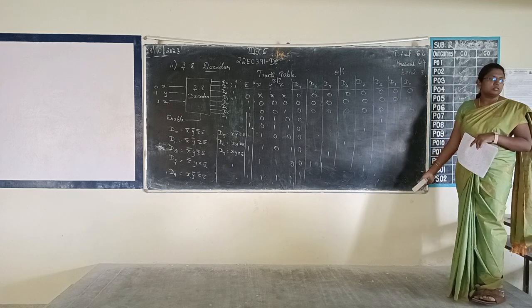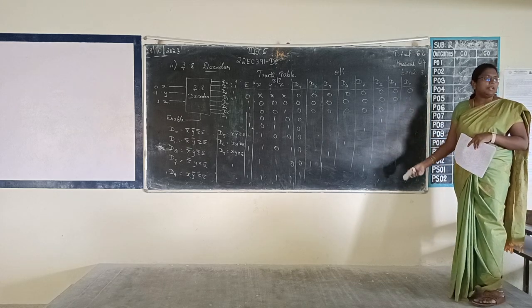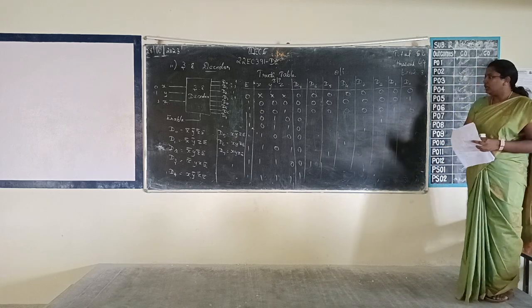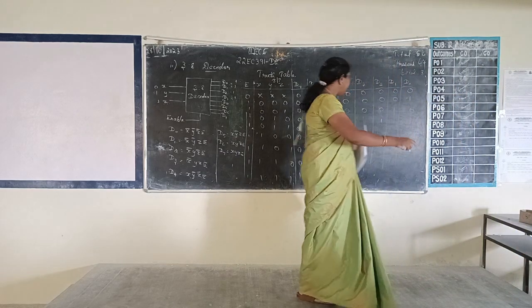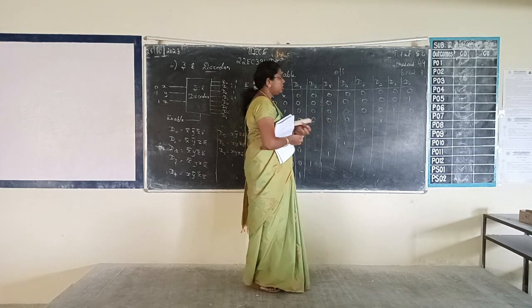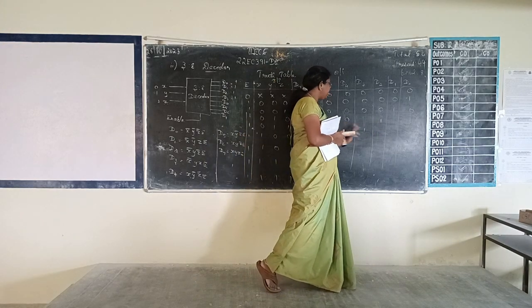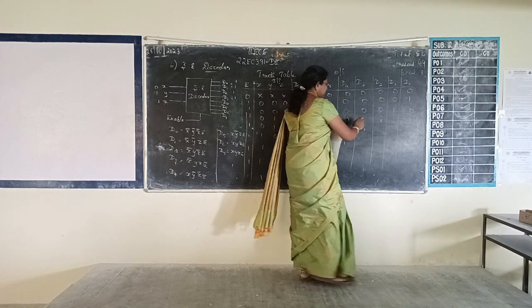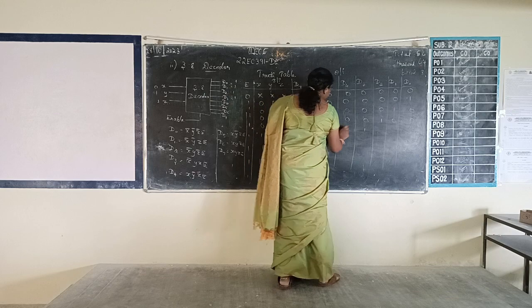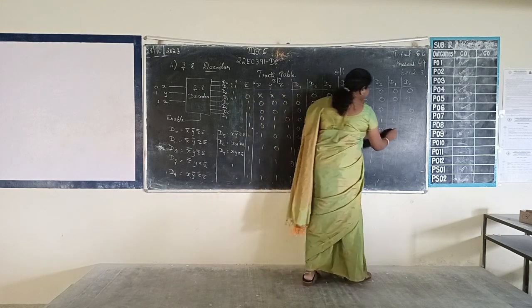Completed. Completed this side. See, listen. Remaining values put 0. Right? So listen carefully. Remaining values put 0. So draw the logic diagram of the decoder.